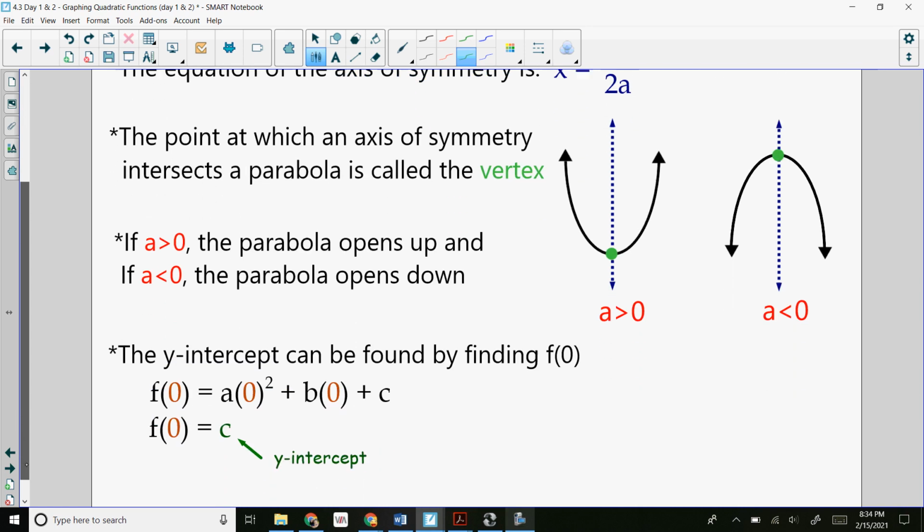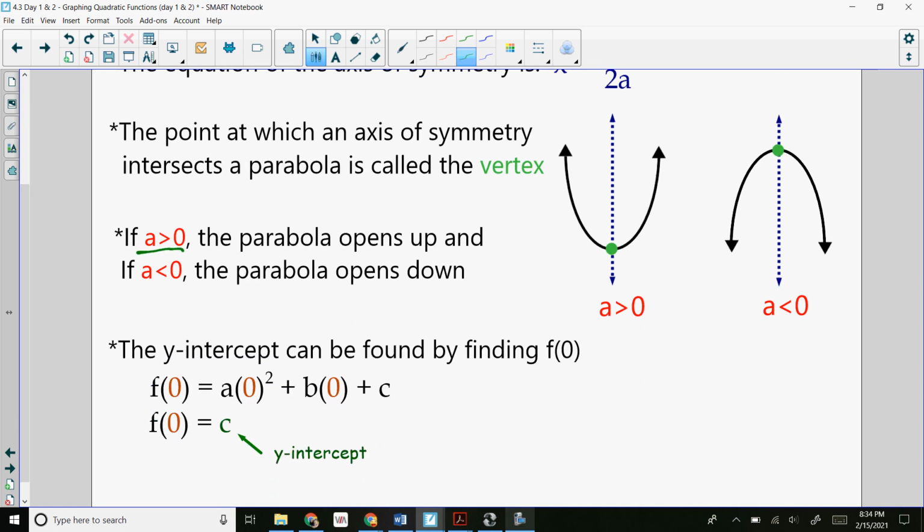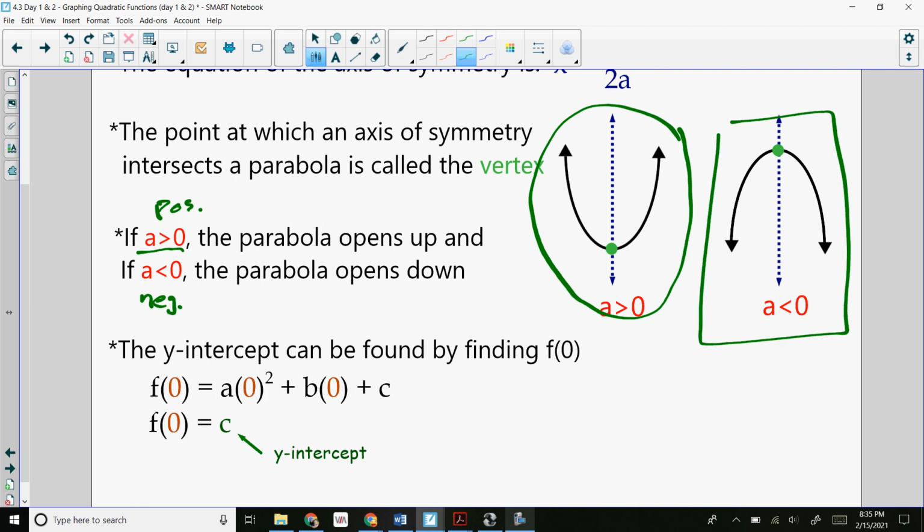And to determine that is if our a value is greater than 0, or I'm going to say if it's positive, then the parabola is going to open up. Okay, so in this example, our a would be positive. And if the a is less than 0, if it's negative, then the parabola opens down, like in this one I just put the rectangle around.